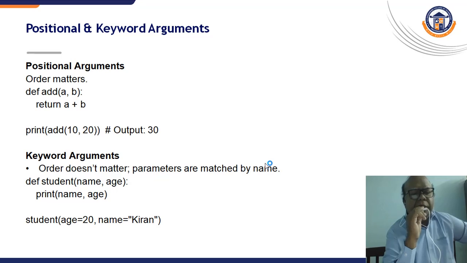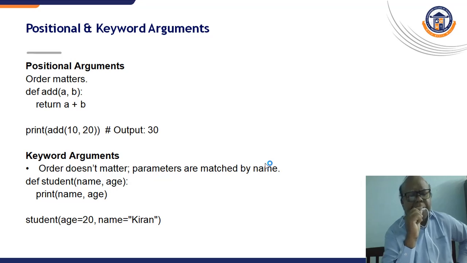Here the order is important. The first value goes to a and the second value goes to b. Very important: you cannot change the order. In keyword argument, the order does not matter. Parameters are matched by the name.